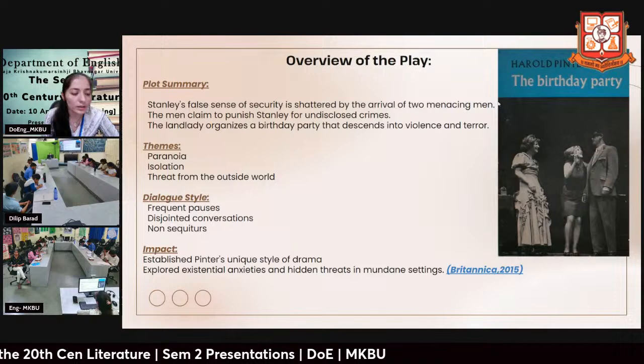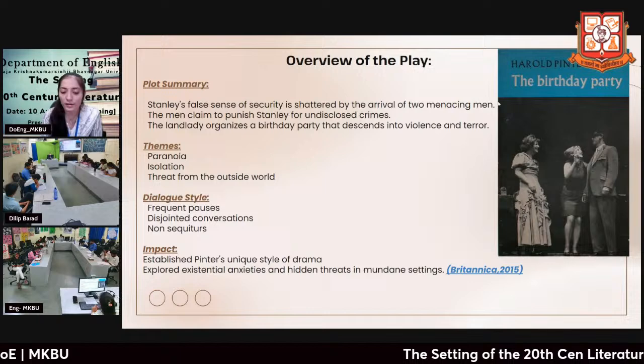Impact: we can find that it established Pinter's unique style of drama. It explored existential anxieties and hidden traits in mundane settings. This is also from Britannica. Now let's explore the characters.